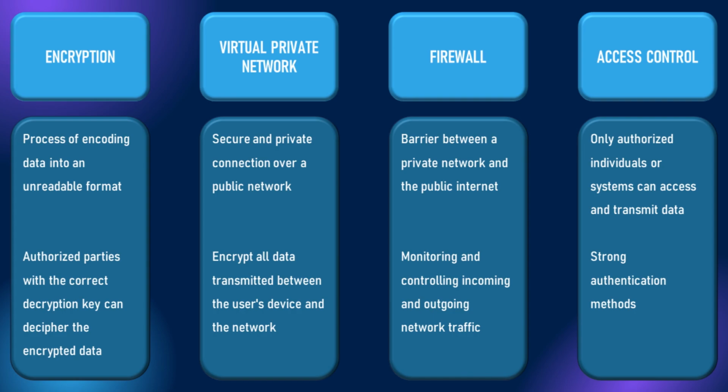Virtual Private Network (VPN). VPNs create a secure and private connection over a public network such as the internet. They encrypt all data transmitted between the user device and the network, ensuring privacy and security. Firewall. A firewall acts as a barrier between a private network and the public internet, monitoring and controlling incoming and outgoing network traffic. It helps prevent unauthorized access and block malicious data packets.